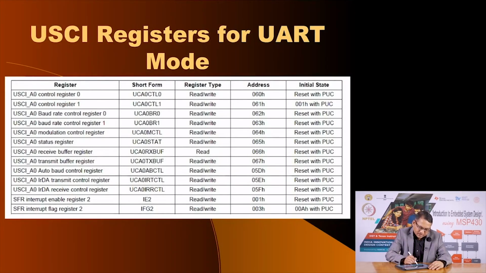There is a control register 0 and 1 for A0, there is a baud rate register, as I mentioned, baud rate register 0, 1 and a modulation control register. This status register will tell you the state of transmission and reception, whether a new byte has been received or the old byte has been transmitted, and if there is an error in those transmissions. Then you have a receive buffer and a transmit buffer. There is a mechanism to automatically detect the baud rate of incoming data, and you can use that. Then there are registers for infrared communication, and then you have the interrupt enable register as well as interrupt flag registers.